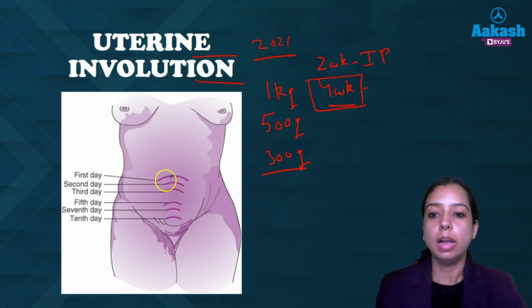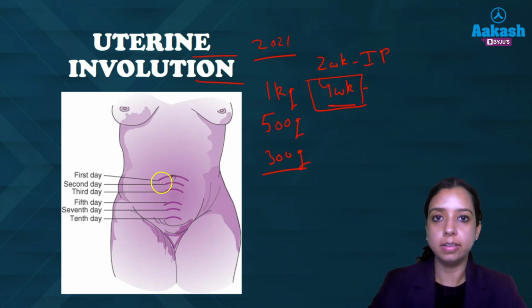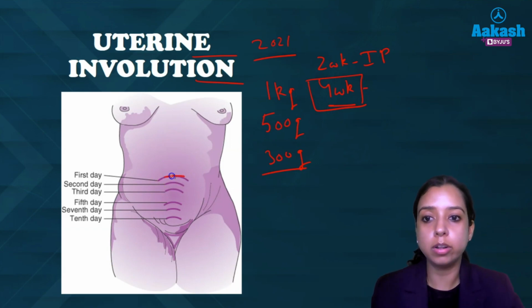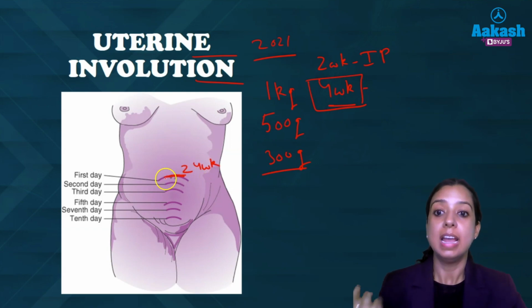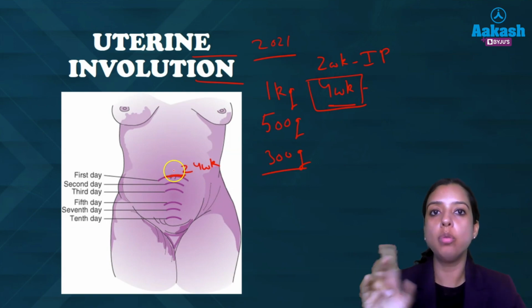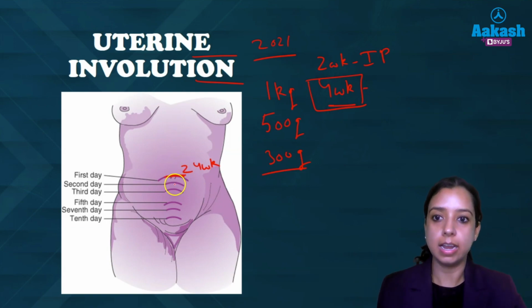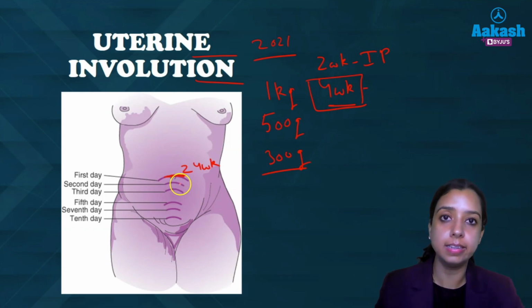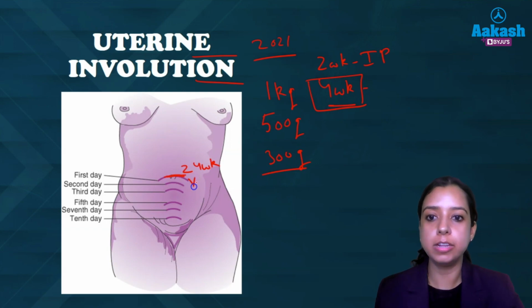Okay? Now, what is the sequence in which the fundus level descends? You should know that. Immediately after delivery, the fundus is at the upper border of the umbilicus, almost at the 24 weeks level. And it stays there for 24 hours, the whole 1 day. Second day, it will come 1.25 centimeter below the umbilicus. That is half an inch. So half an inch below the umbilicus it will go per day.